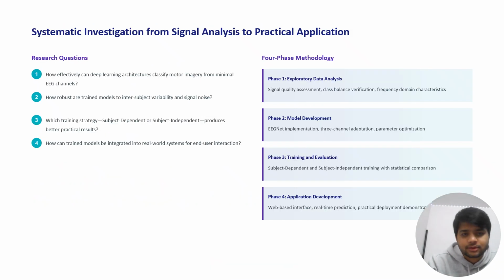So let's look at the systematic investigation from the signal analysis. What are the research questions for this project? First, how effectively can deep learning architectures classify motor imagery movements based on the minimal 3 EEG channels? And how robust are the trained models in identifying the actual movements? And which training strategy, subject dependent or subject independent, should be used for training? And how can the trained models be integrated into real world applications?